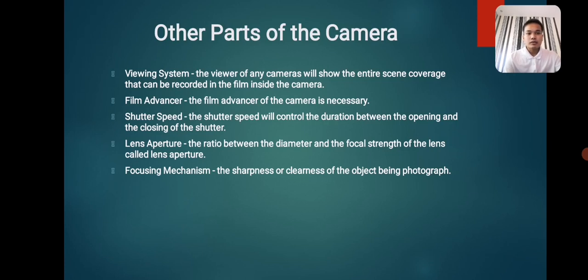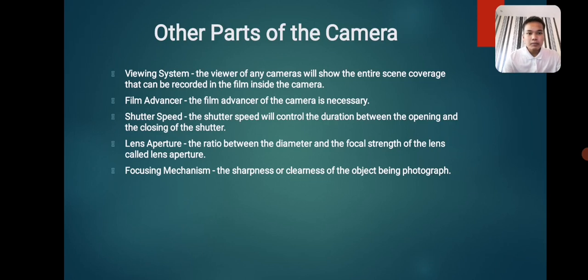Lens aperture. The ratio between the diameter and the focal length of the lens, called lens aperture. Ito ay ang liwanag na pagtitipon sa power ng lens. Ang mga sinag na liwanag na dumadaan sa siwang ng lens ay maaaring kontrolin ng pagbubukas nito.